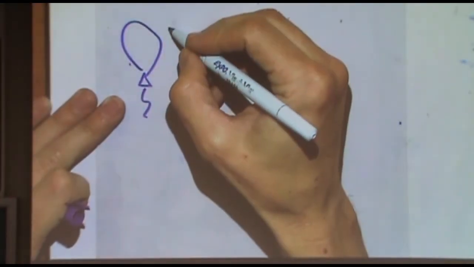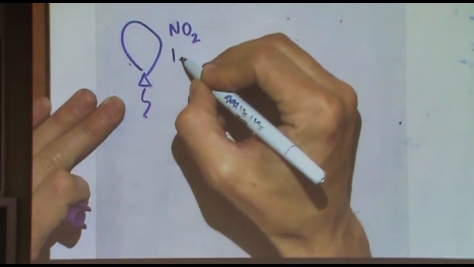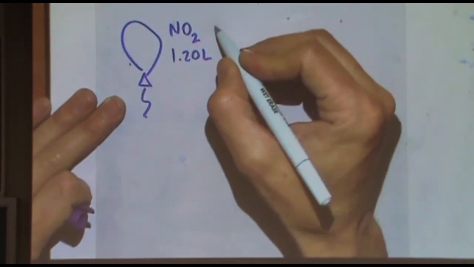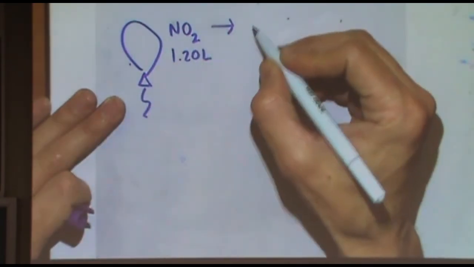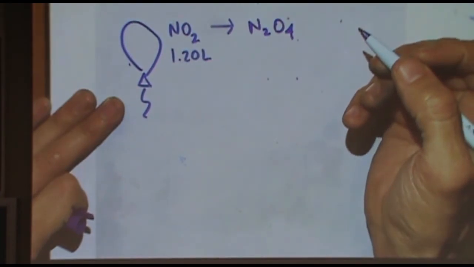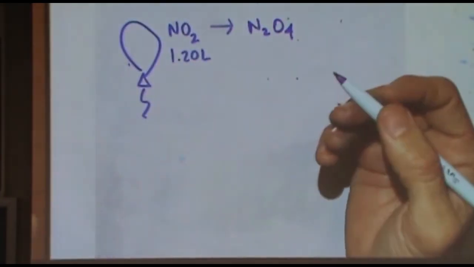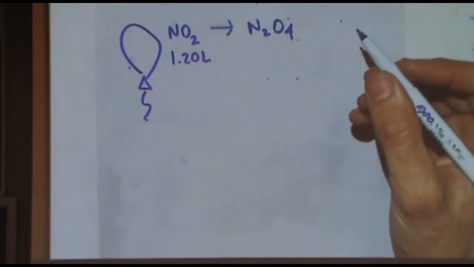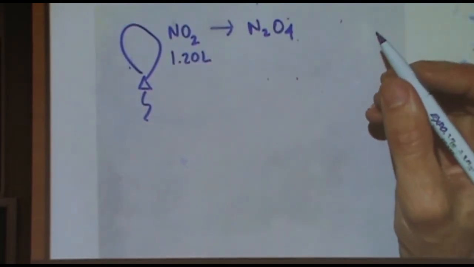The balloon has nitrogen dioxide. It's 1.20 liters. This reacts to form the dimer, dinitrogen tetroxide. 2/3 of it react. The temperature, pressure, and hence the total pressure in the balloon are kept constant. So T and P. What's the final volume of the balloon after the reaction is completed?